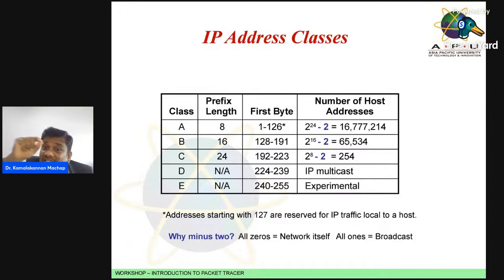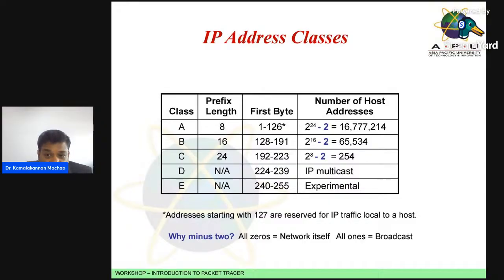So, how many IP addresses are available in each class? Let's see. Class A, prefix length is nothing but the network bits, 8. And what is the range? 1 to 126. What is the meaning of the star here? You can see the addresses starting with 127 are reserved for the local host. So they won't touch that one. You cannot use 127 as an IP address in the network. All right. So that is the range of IP addresses for class A.